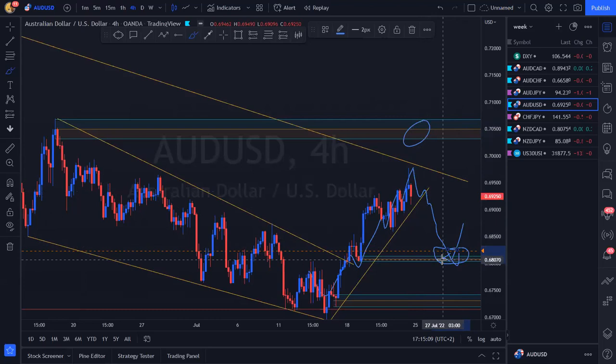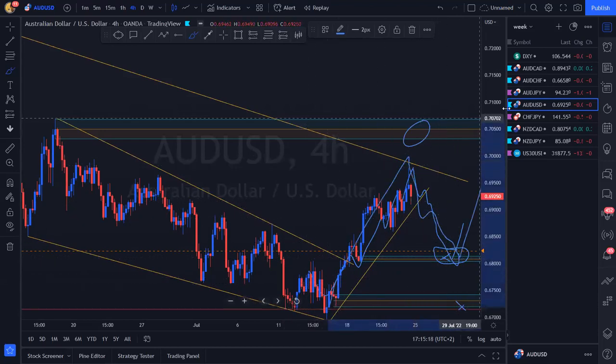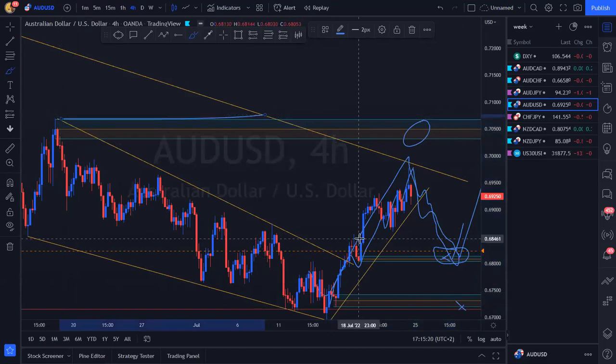So otherwise, patience until we get here or here. These are the regions where I would like to buy AUDUSD. Basically, impulse, correction, continuation, hopefully to the 90% rule. That's what I'm looking for.